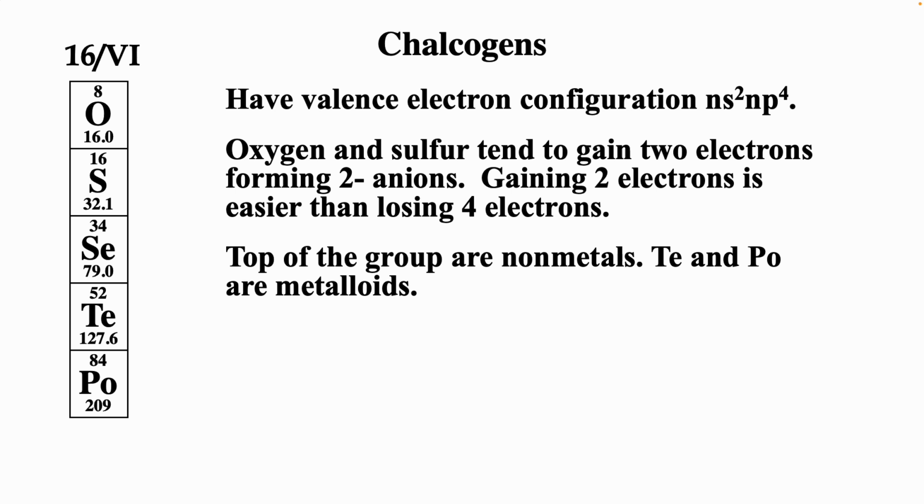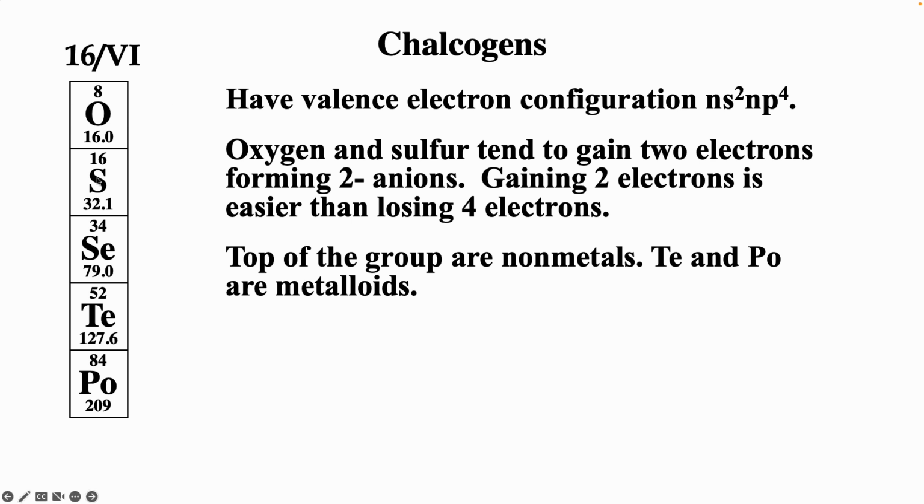Chalcogens, so they're the third row from the right. They have the valence electron configuration ns2np4. Now I mentioned that on top you have the nonmetals, so they're going to react similarly. Now on the bottom, the tellurium and polonium, they're metalloids, and so you shouldn't expect the metalloids to act the same way as nonmetals, but they all have the same exact valence electron configuration.